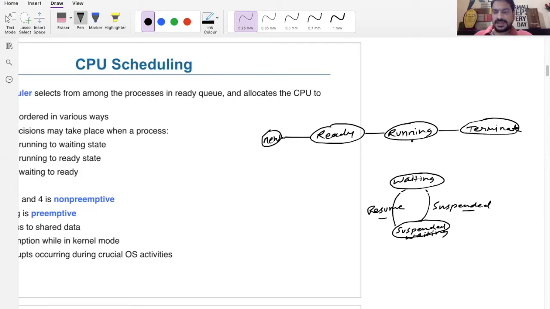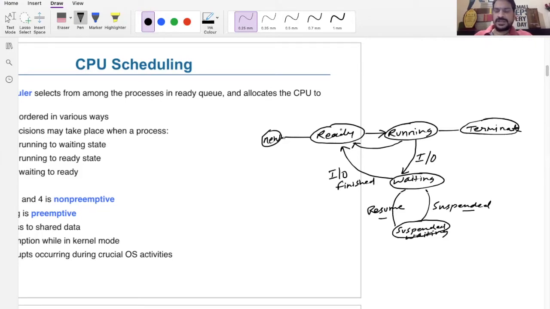So from the running state, any process can go to the ready state, right? And from the running state, any process can go to the waiting state. So how will it go to the waiting state? If it requires any IO, then it will go to the waiting state. And from the waiting state, once the IO is finished, it will go to the ready state again.